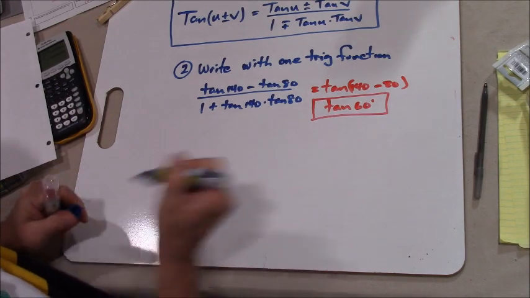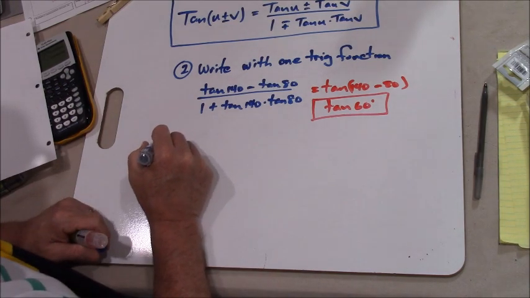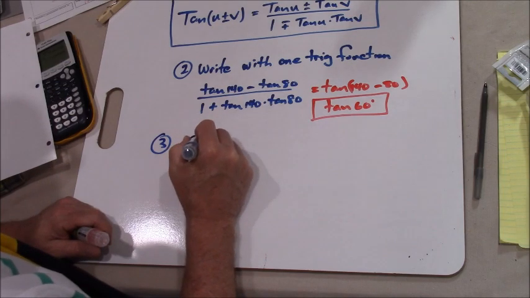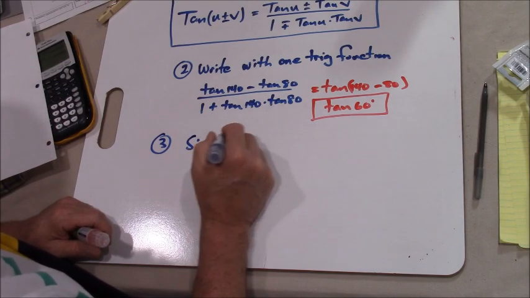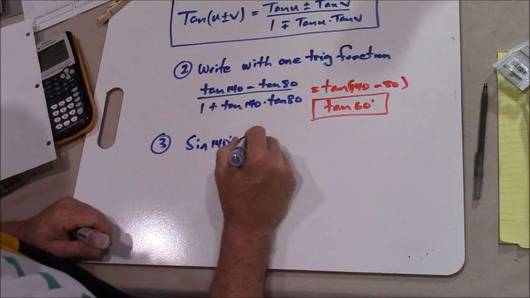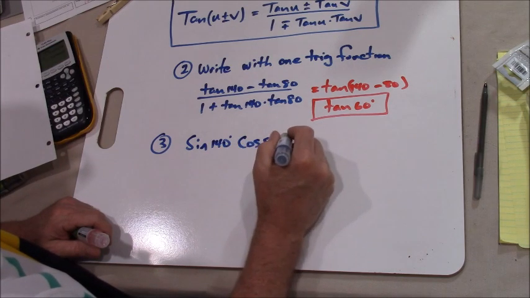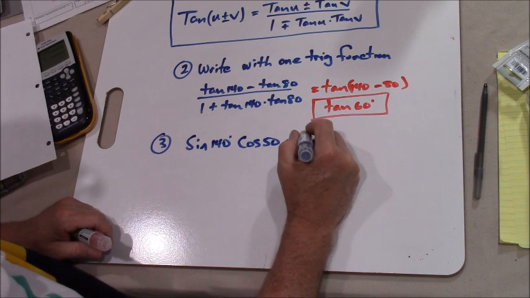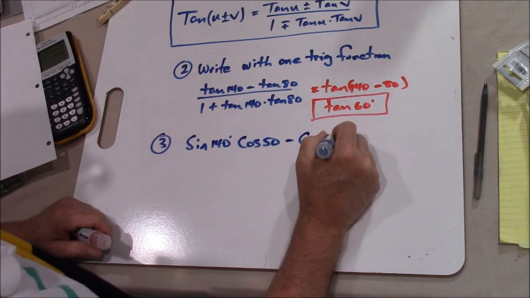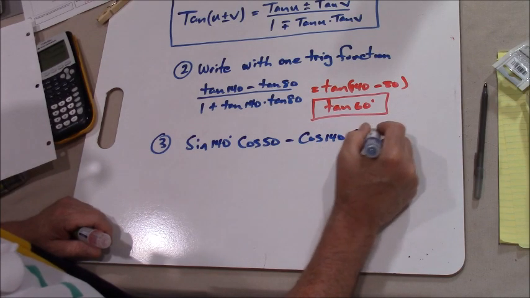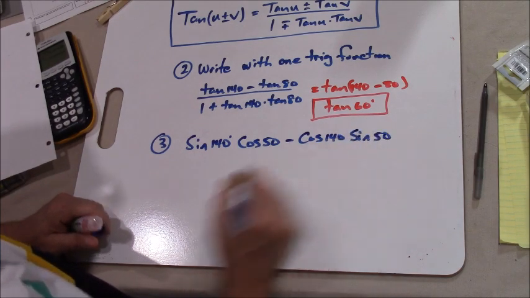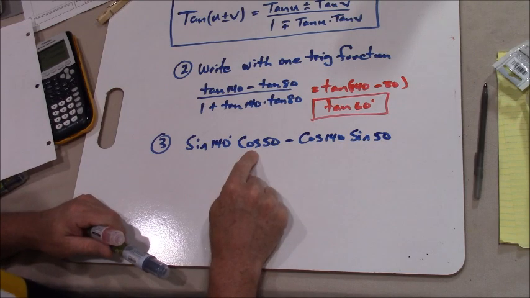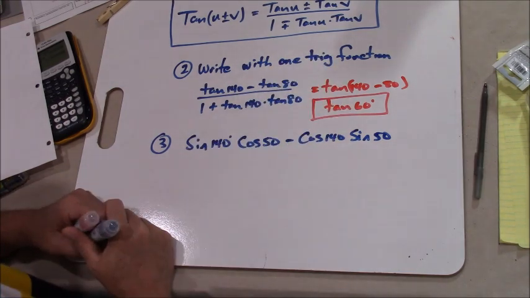Here's another one similar to that. Let's try this one. This time I've got sine of 140 degrees, cosine of 50 degrees, minus cosine of 140, sine of 50. We want to write this using just one trig function.